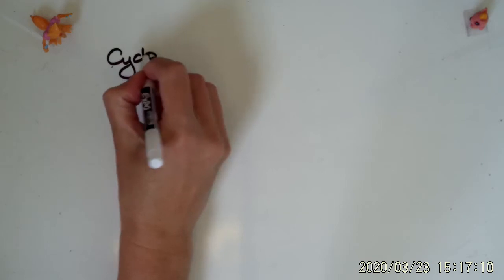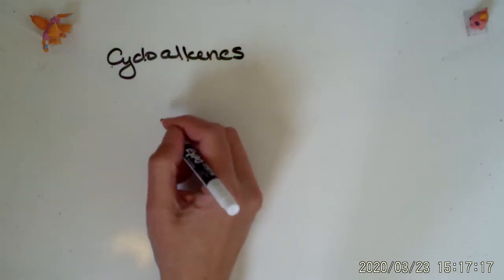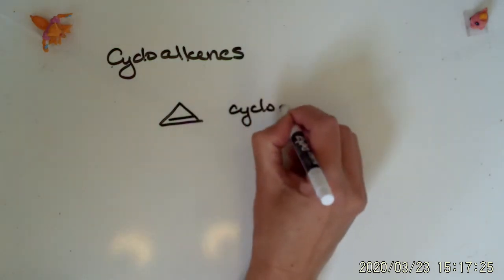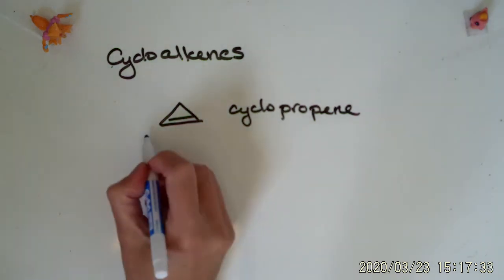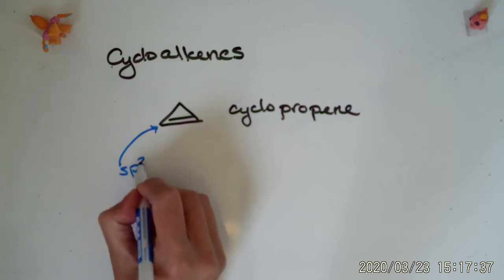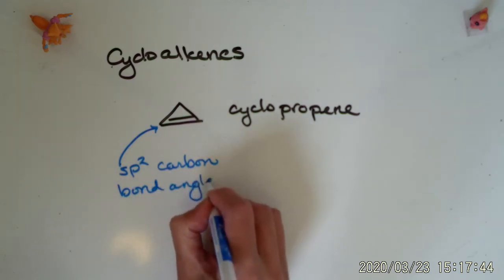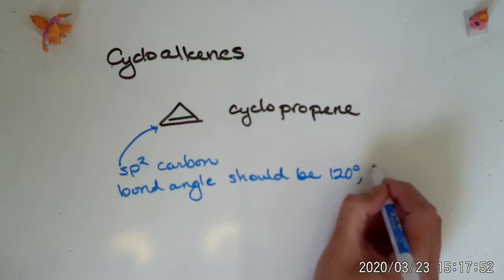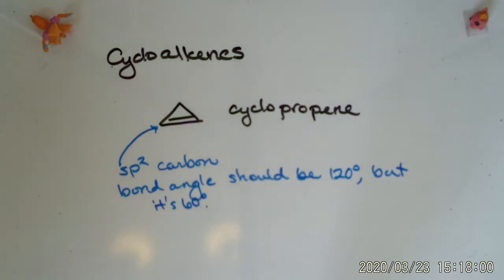Let's look at cycloalkenes now. When we look at something like a cyclopropene, remember, this hybridization state is an sp2 carbon, so your bond angle should be 120 degrees. But instead, it's 60 degrees.